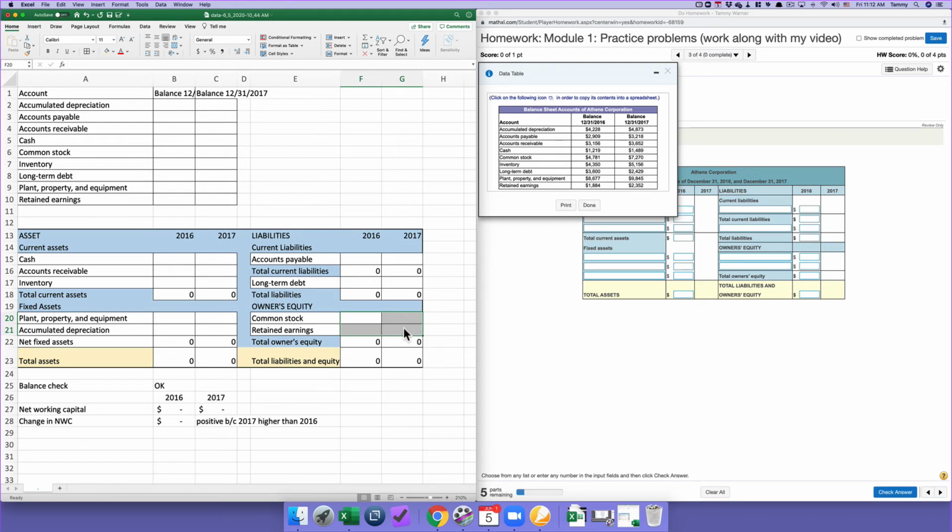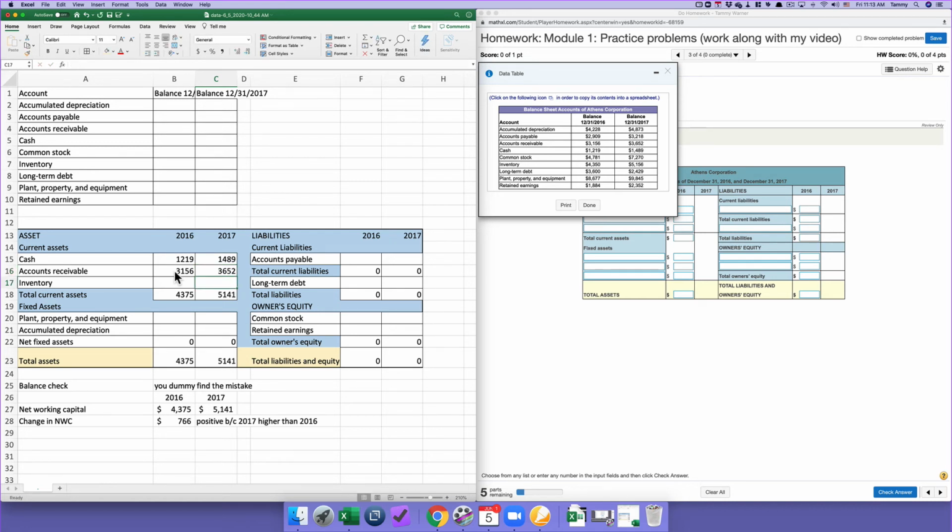Okay. So now look at how easy it is. All we have to do is pick up these amounts. Cash in 2016 was $12.19, and in 2017 it was $14.89, and accounts receivable in 2016 was $31.56, and in 2017 was $36.52.